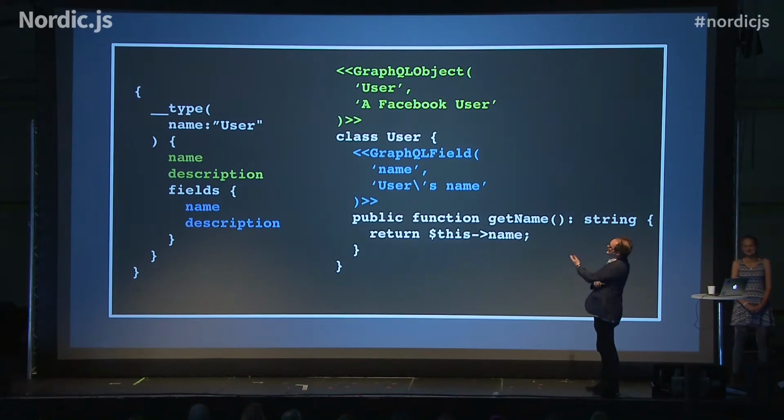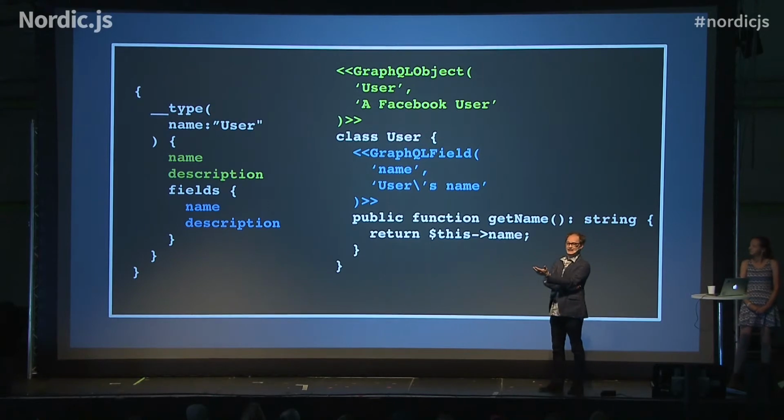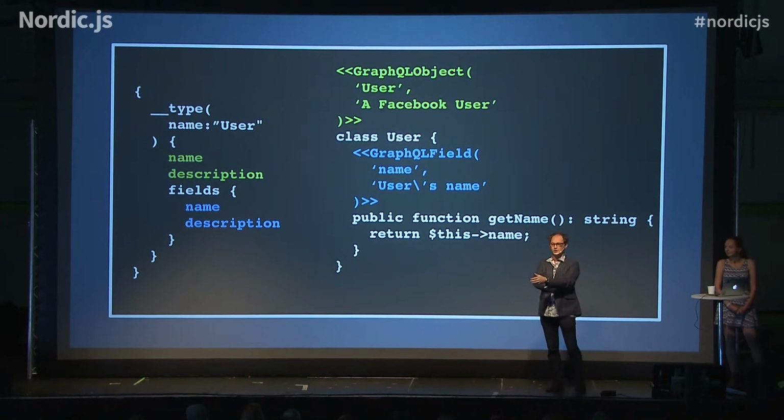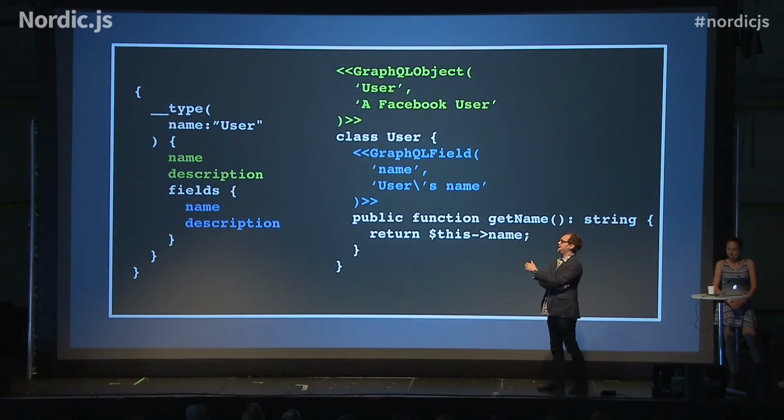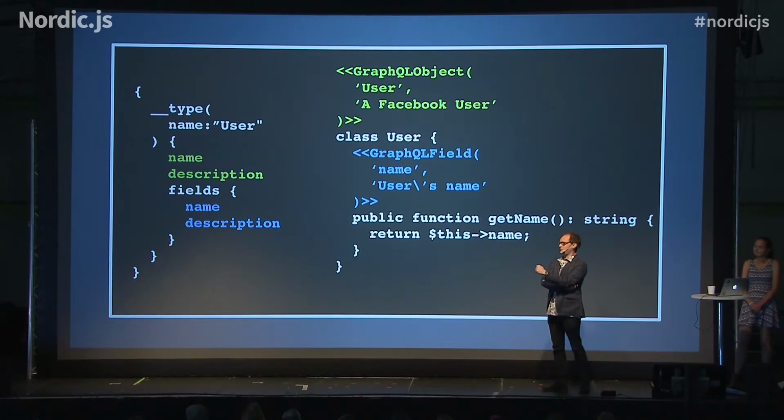So in this case, on the left-hand side, you have what we call an introspection query. GraphQL is really neat in that you can use GraphQL to ask GraphQL questions about your GraphQL server. So I'm asking GraphQL for the type named user. For the type named user, I'm asking for that type's name. We know it's user. And its description. And then we're asking for fields on the type and the name and description of the fields on the type.